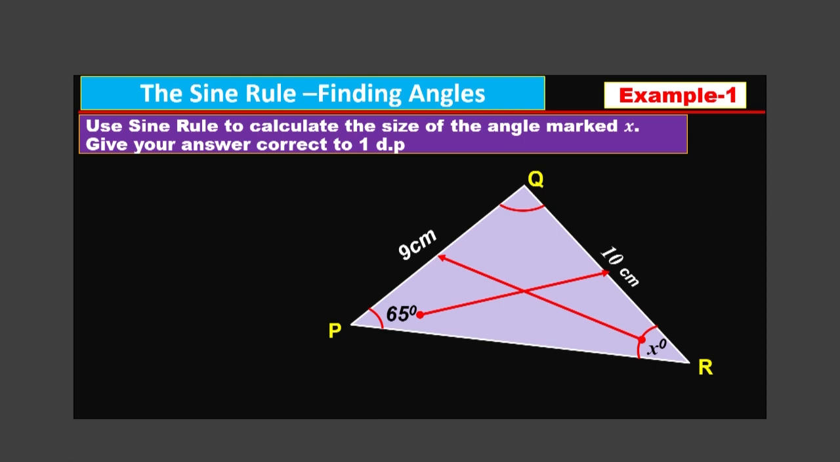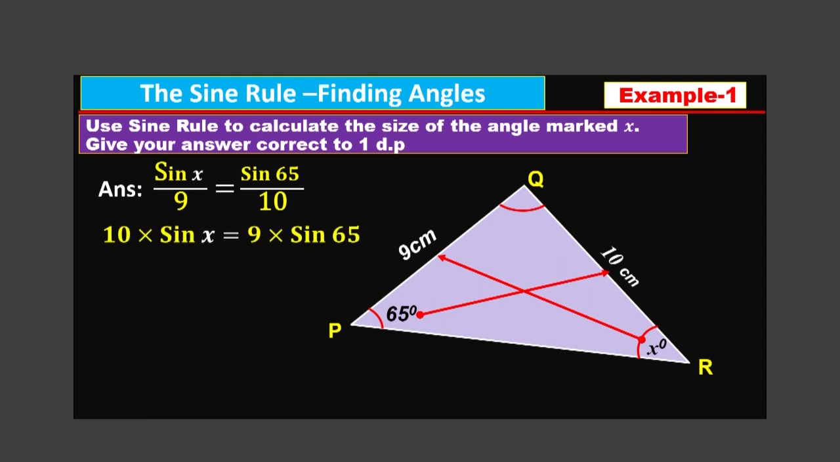Now let's start writing the steps using sine rule. Since the question asked is about the unknown value x, the side opposite to x is 9 centimeters. So we can start with writing sine x by 9 equals sine 65 by 10. Now what do we do in the next step? Obviously, you have to go for a cross multiplication. So cross multiplying, the next step would be 10 times sine x equals 9 times sine 65.